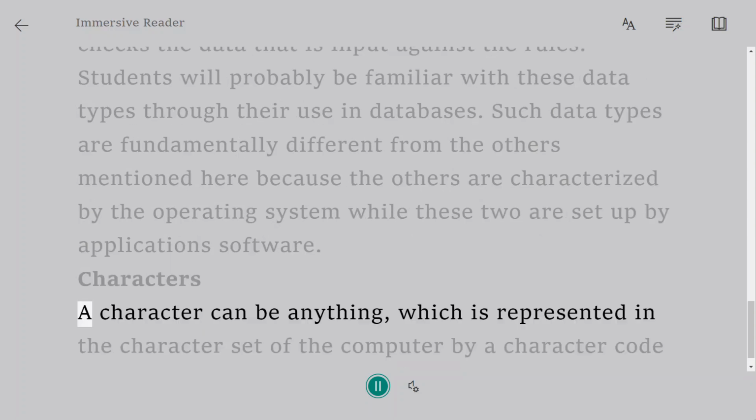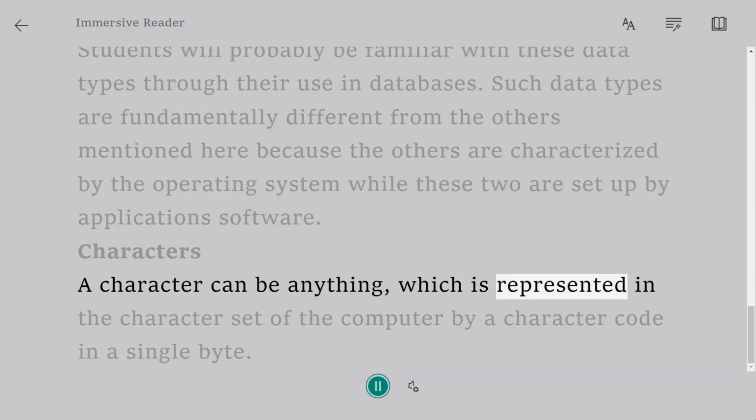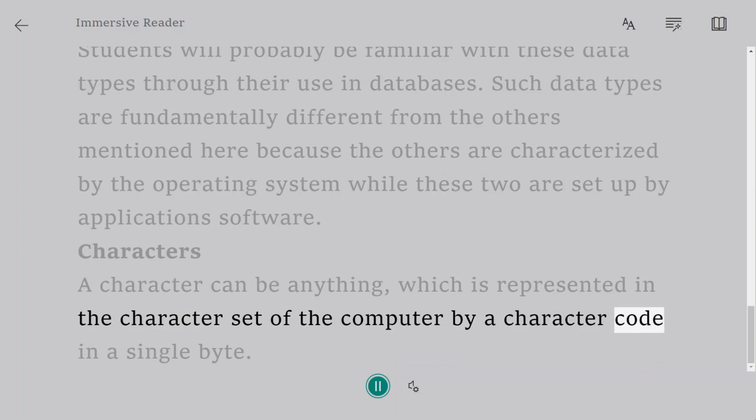Characters. A character can be anything, which is represented in the character set of the computer by a character code in a single byte.